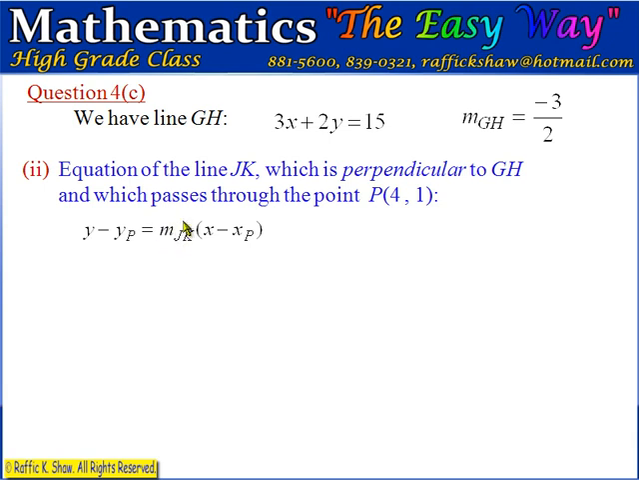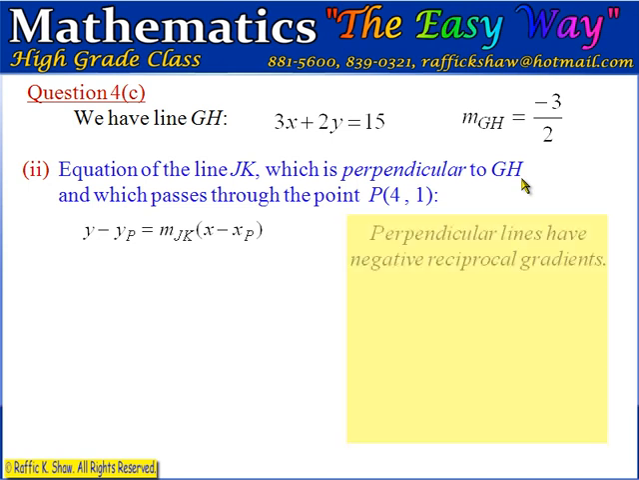So what we need to find now is the gradient, because we already have YP, we know that is 1, and XP, we know that is 4. So we need to find the gradient. But we are told that JK is perpendicular to GH, and we know the gradient of GH is negative 3 over 2. And so we can use the relationship between perpendicular lines where the gradient is concerned, and this is it. Perpendicular lines have negative reciprocal gradients.